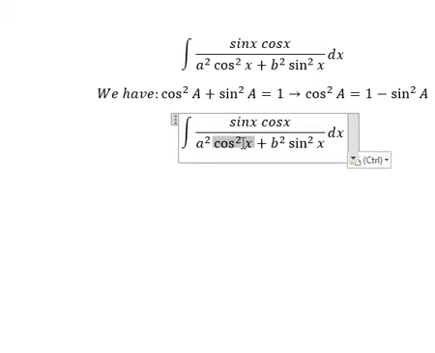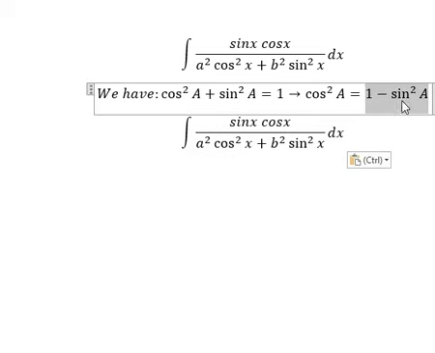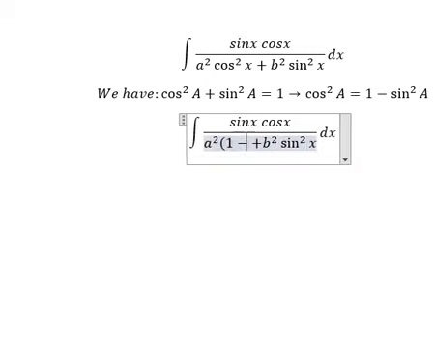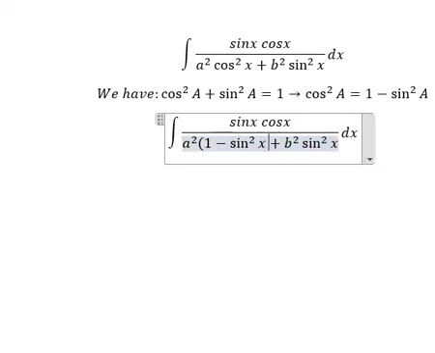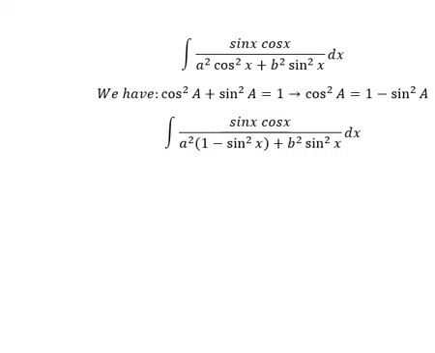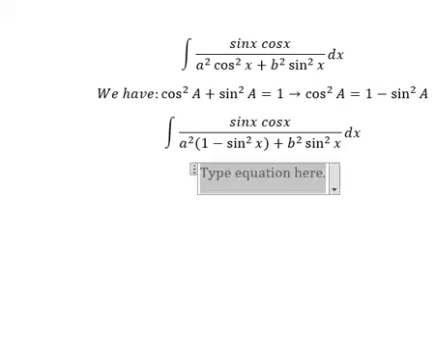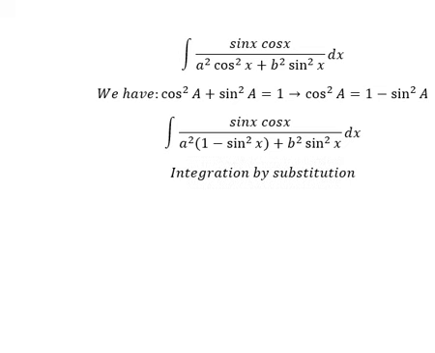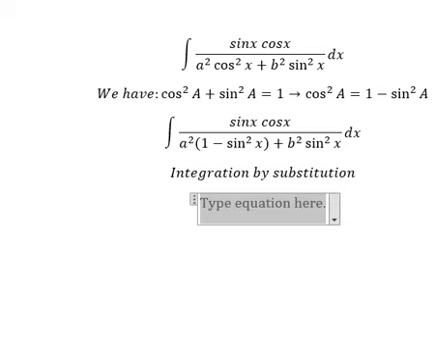We need to transform this one into this one. Next, we can use integration by substitution. So I will put u equals sin x square. After that, we need to first take the derivative of both sides.